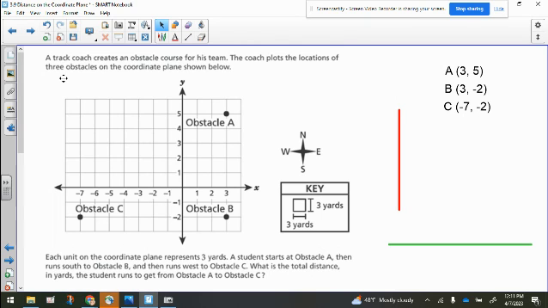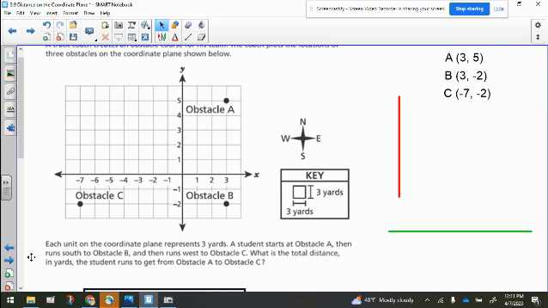A track coach creates an obstacle course for his team. The coach plots the locations of three obstacles on the coordinate plane shown below. So we have obstacle A, obstacle B, and obstacle C. Each unit on the coordinate plane represents 3 yards. A student starts at obstacle A, then runs south to obstacle B, then runs west to obstacle C. What is the total distance in yards the student runs to get from obstacle A to obstacle C?